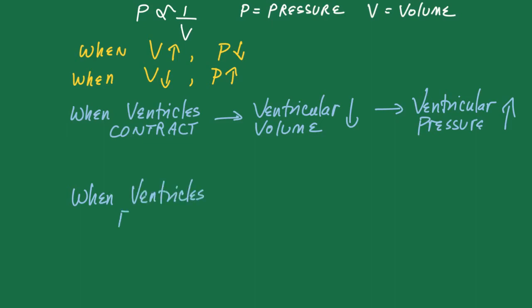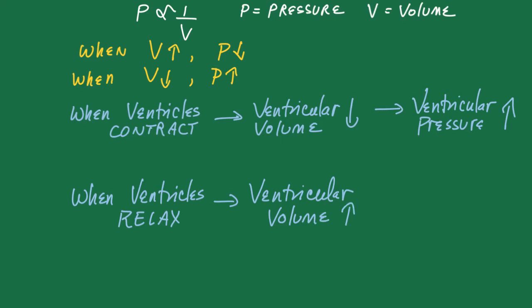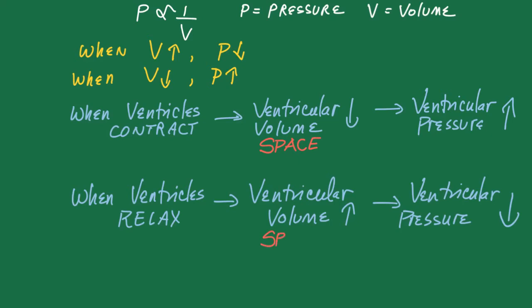So, let's see what happens when ventricles relax. When ventricles relax, there is more space. Ventricular volume increases. Imagine yourself inside the ventricle, lots of space. Then ventricular pressure decreases. You don't feel the pressure. One thing to remember here is that when we say volume, we mean space, not the amount of blood in the ventricles, but the space in the ventricles.